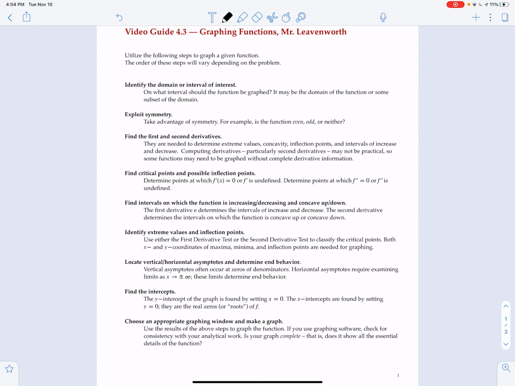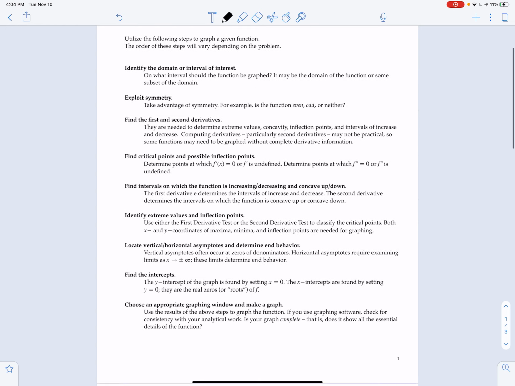We're going to see 2 very, very different problems that explore graphing functions in 2 different ways. These 9 pieces on the screen right now, you don't have to memorize, but they are definitely good guidelines for moving forward as you're graphing functions. So we are going to move down to the first problem, which is not your traditional function graphing.